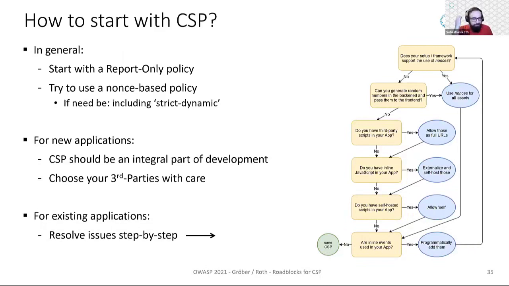But if for some reason, for example, a WordPress plugin is not compliant with nonces, and therefore you cannot use a nonce-based CSP, in such a case, you should allow the third parties with a full URL. And as we have seen earlier, you should move all your inline scripts and inline events to external scripts such that you can arrive at a sane CSP.